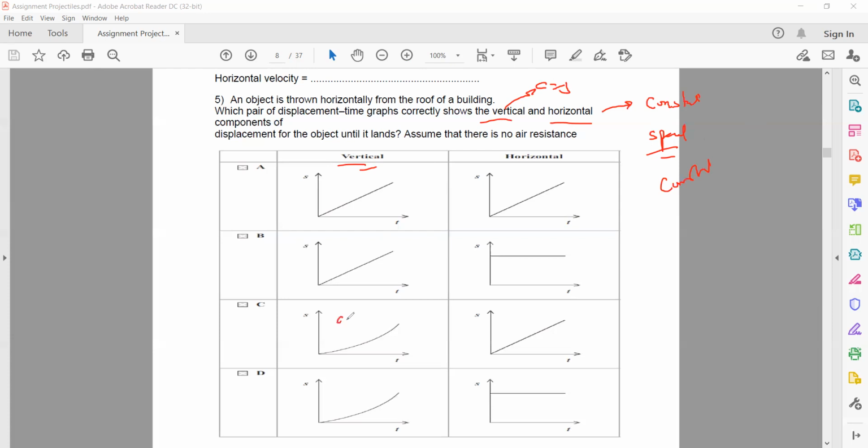This graph shows it is accelerating vertically, and this shows it is moving at a constant speed because the slope is constant. Here the slope is increasing, so speed is increasing. It means it is accelerating. That's why C is the right answer for this. Is it clear? Question 5.